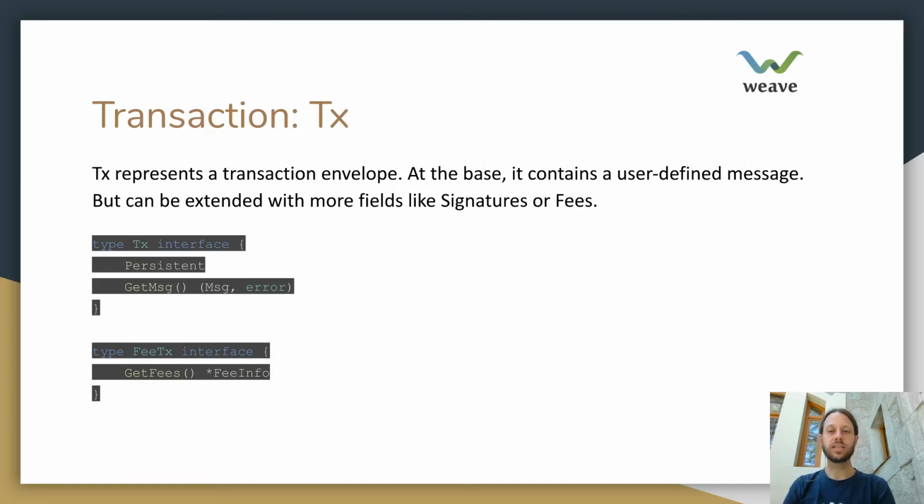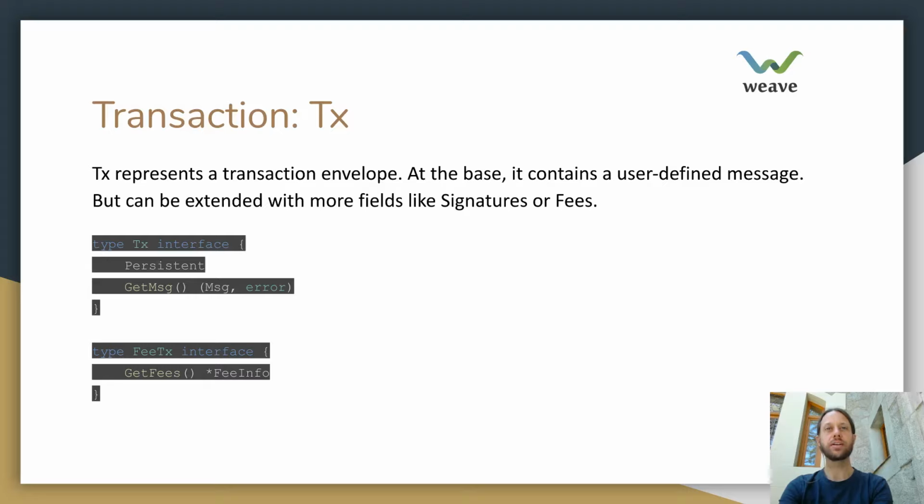So the next thing we have is transaction. Transaction basically is an envelope. There is a user-defined message at the base of it, but we want to wrap that with other information, which we call wrap envelopes. So a transaction just has a get message command, and it's persistent. But then you have lots of other types.